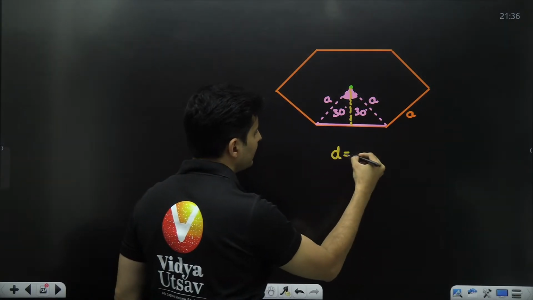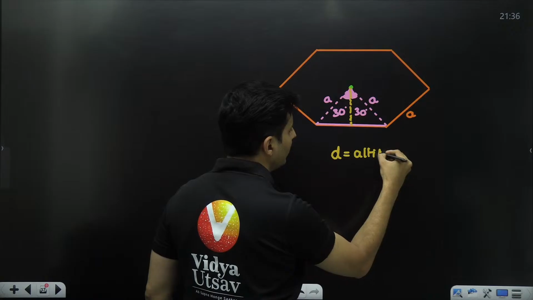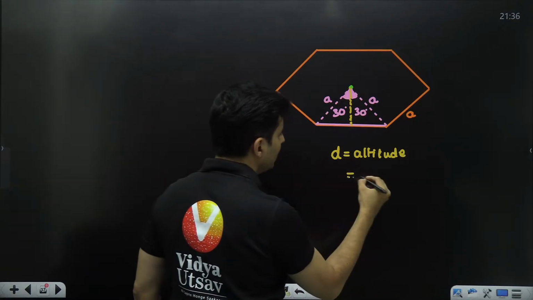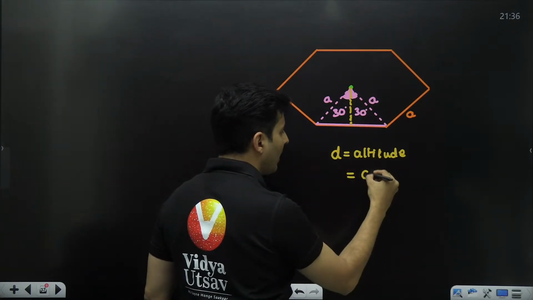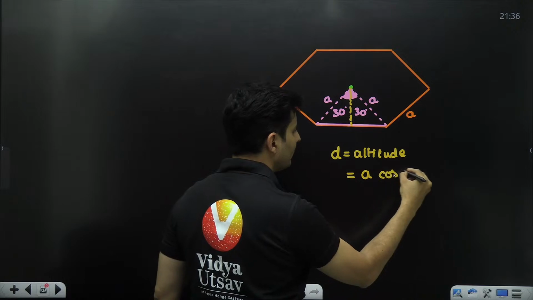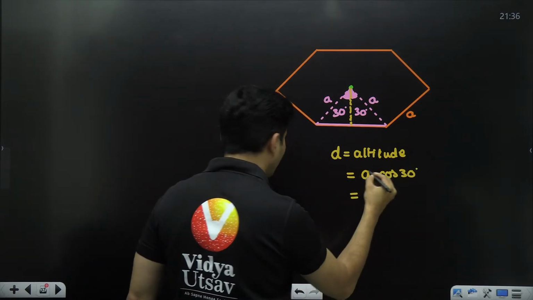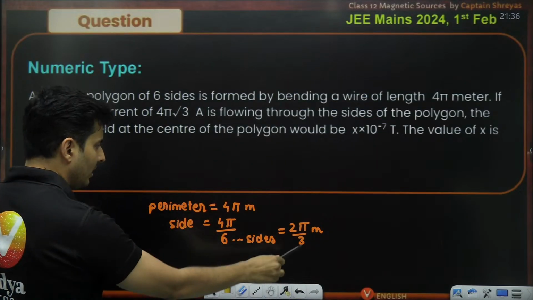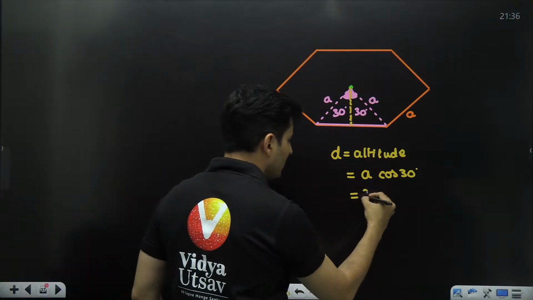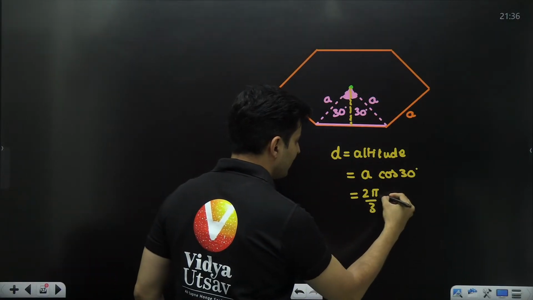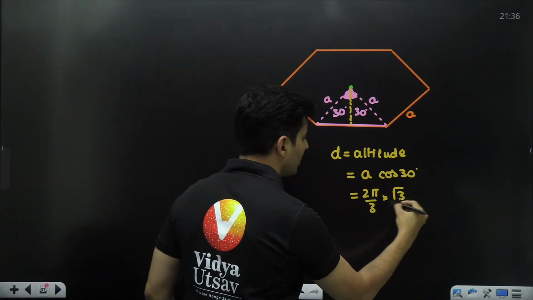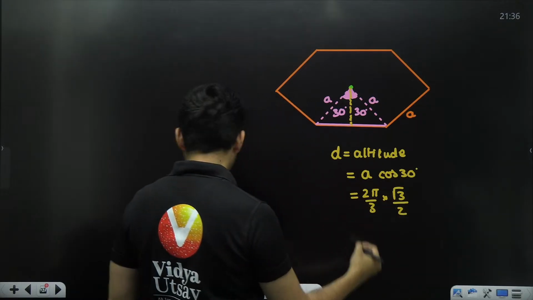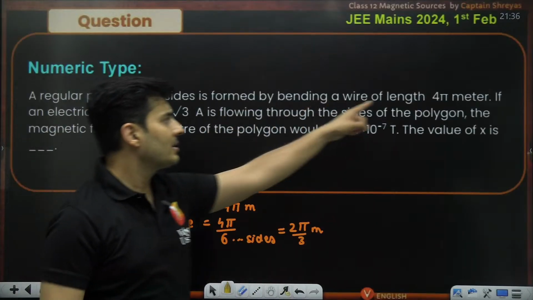So that distance is nothing but the altitude, and the altitude is nothing but the hypotenuse times cos 30. Hypotenuse cos 30. The side length, we just figured it out, it is 2 pi by 3. So just put 2 pi by 3, which is the side length. Cos 30 is root 3 by 2. Everything is coming from here.